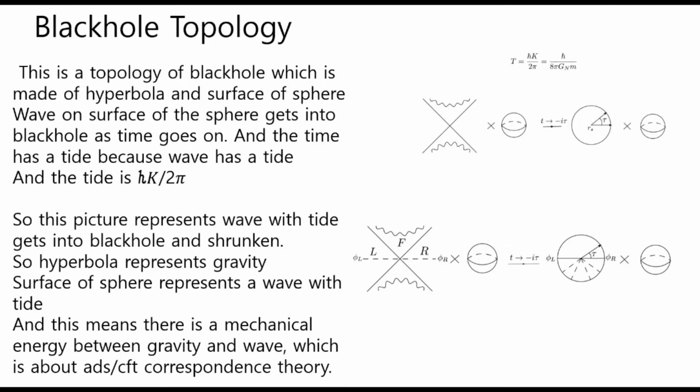So the hyperbola represents gravity, and the surface of the sphere represents the wave with a tide. This means there is a mechanical energy between gravity and energy, the wave, which is about AdS-CFT correspondence theory.